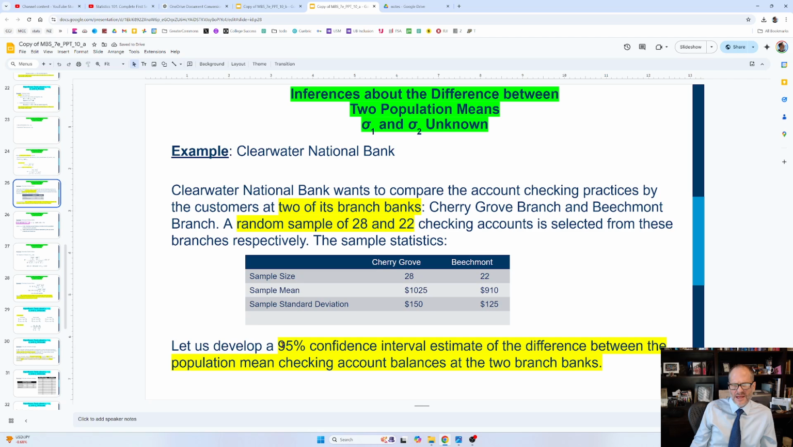And so we want to develop a 95% confidence interval estimate of the difference between the population mean checking account balances at the two branch banks. So, 95% confidence interval. What's the difference between the population mean checking account balances at these two branches?